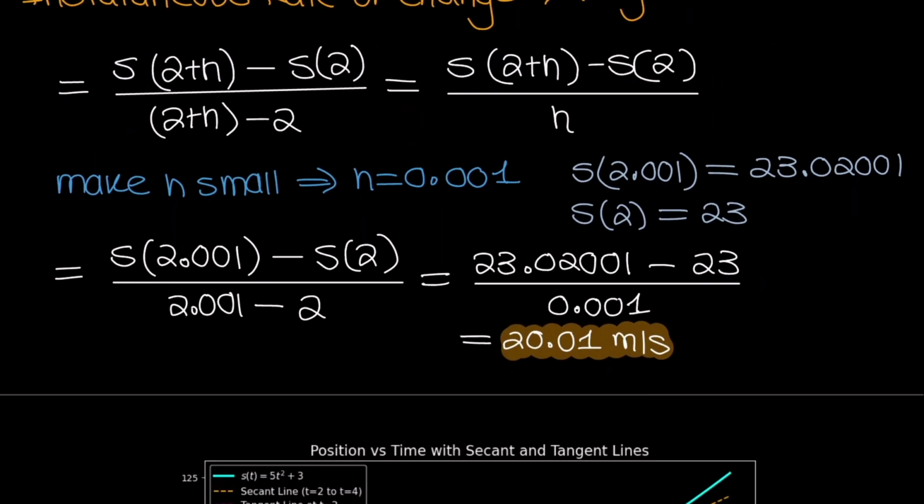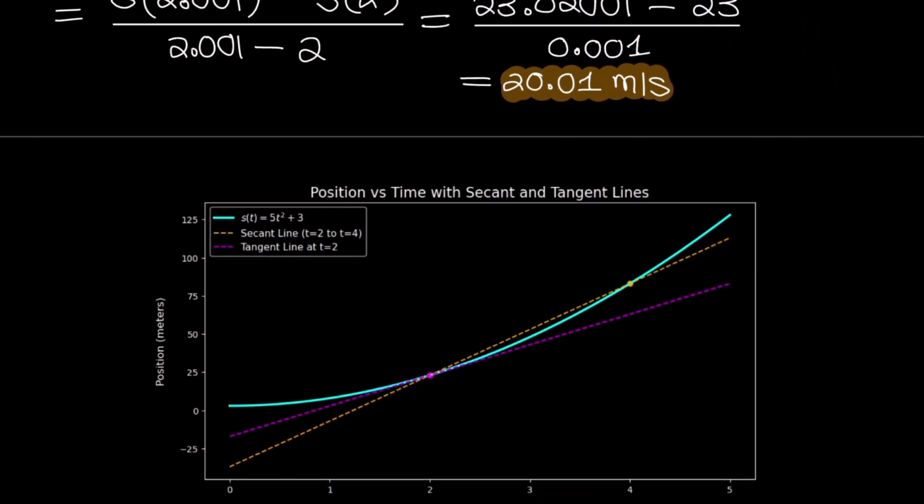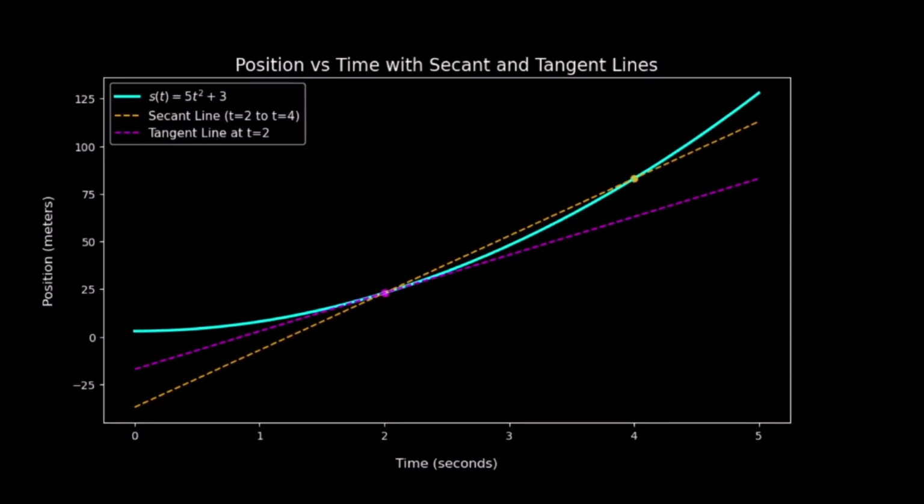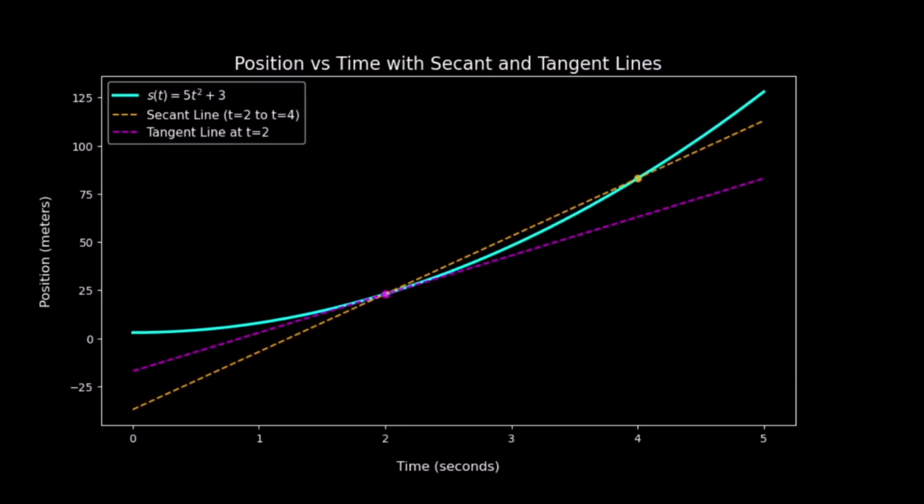And then finally, I have a visual for you all to see. And I exactly show this in the visual. The colors are mixed up, sorry, but the purple is my tangent line. This is my tangent. And the orange is my secant, because it's connecting 2 points.